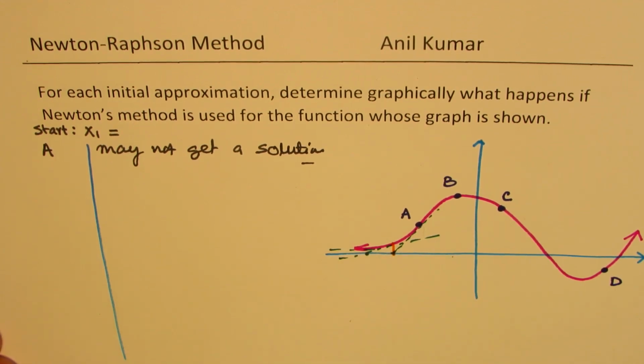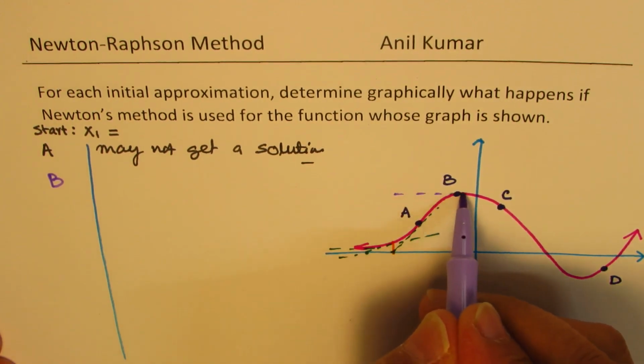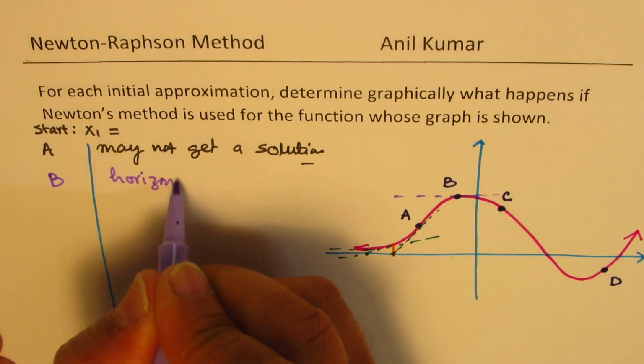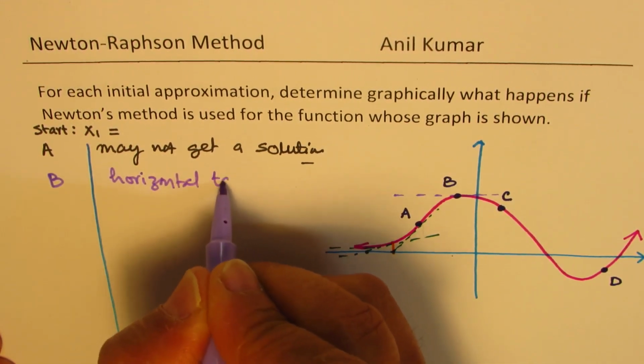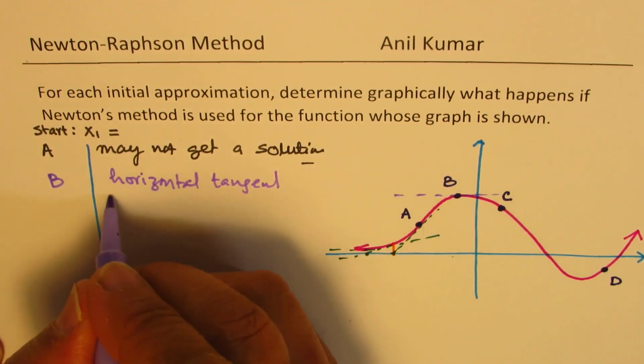Perfect? Now what happens when you are at B? So if you start at B, in that case, your tangent is horizontal, right? So we have a horizontal tangent. Correct? So the method cannot be used.